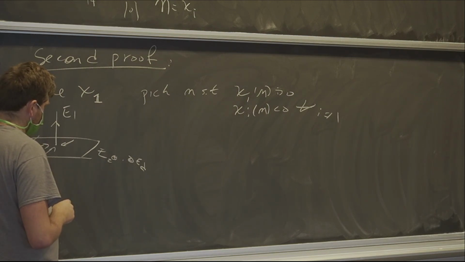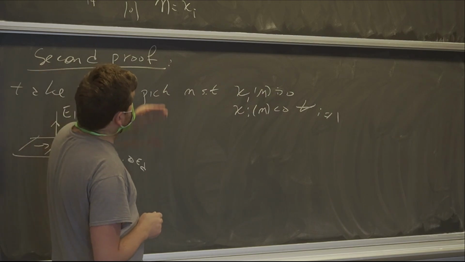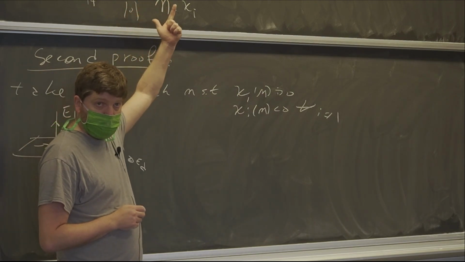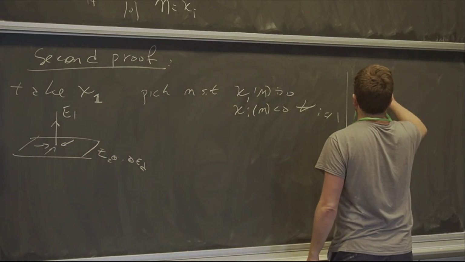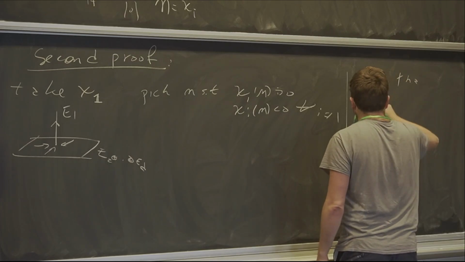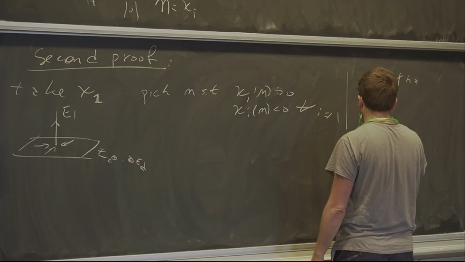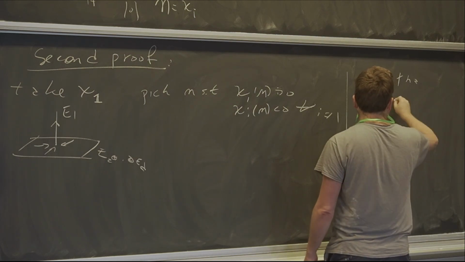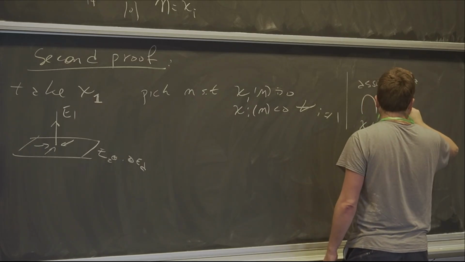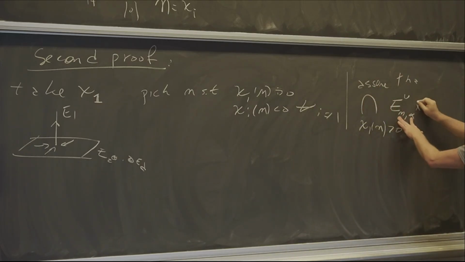Okay. Now I do the very same game I did with the yellow up there. So assume that the intersection with chi1 of n positive of EUN, let me emphasize, we are talking about the alpha dynamics here, that this is 0. Assume that this intersection is trivial.